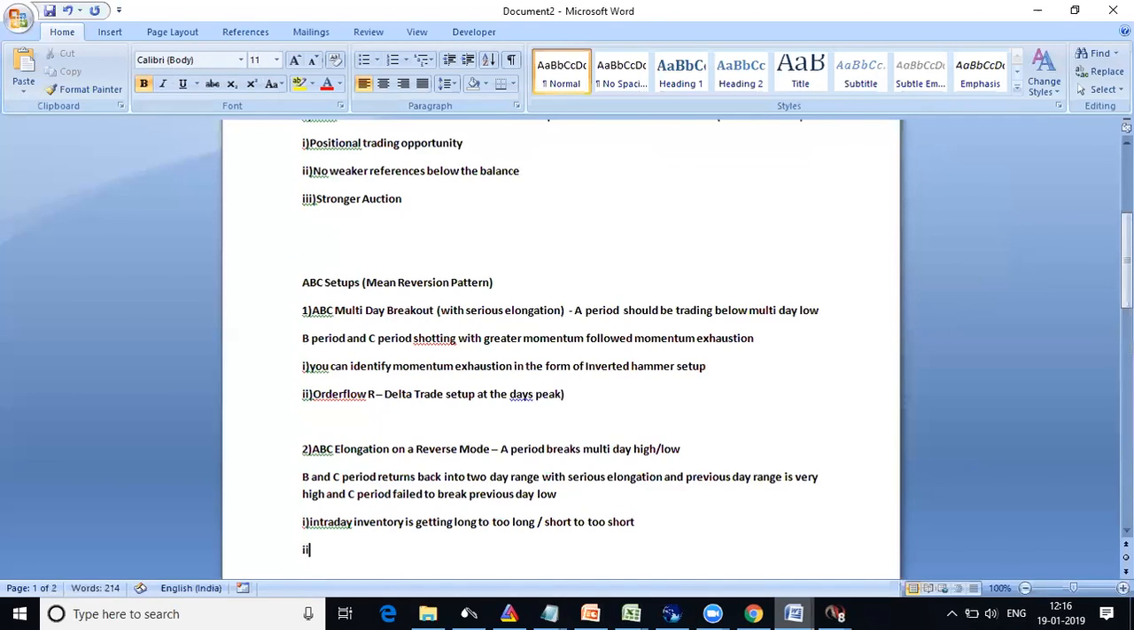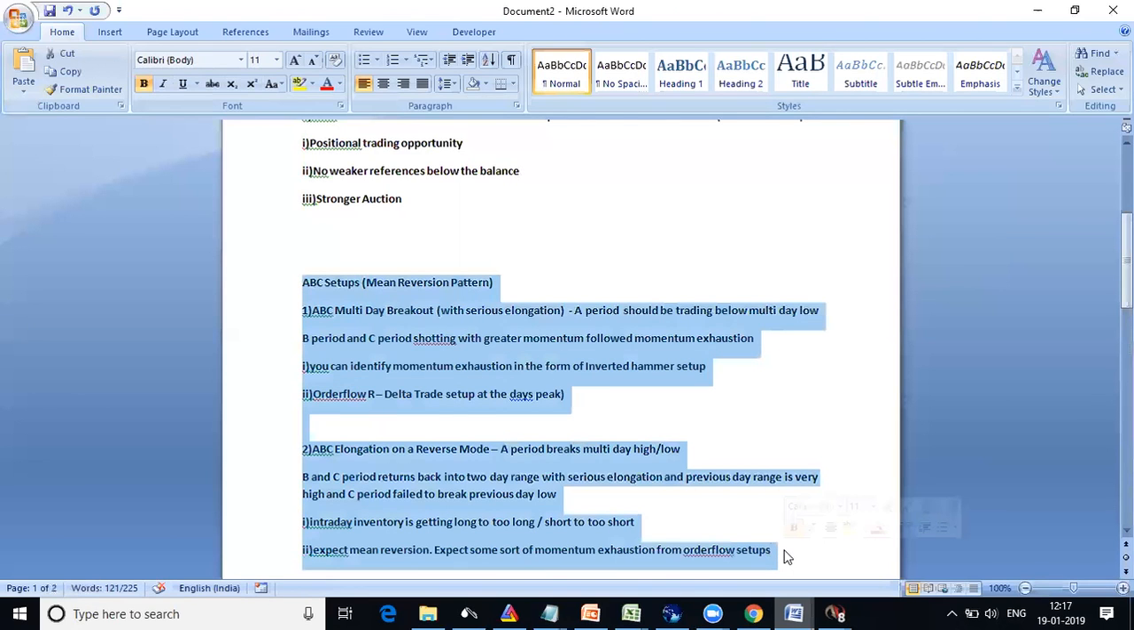Expect mean reversion, or expect some sort of momentum exhaustion from order flow setups. Right? So if you're expecting that kind of momentum exhaustion, it can come in the form of a momentum auction reversal or big seller trap. Something the market will try to show is some sort of momentum exhaustion. Right? So this is a complete mean reversion setup. The setups we talked about here are complete mean reversion patterns.